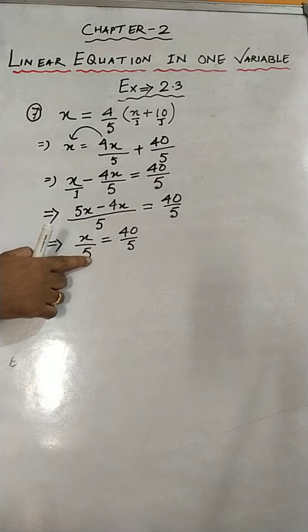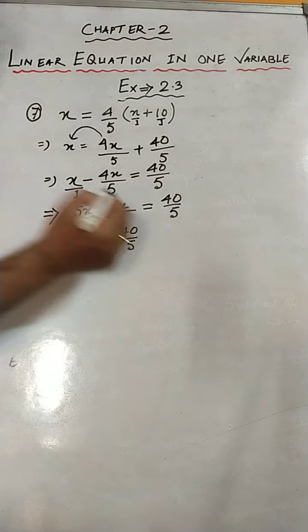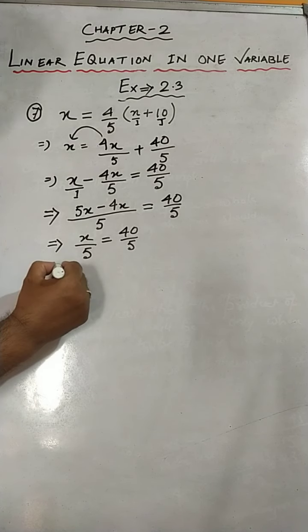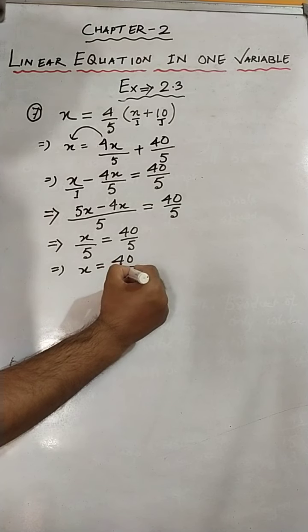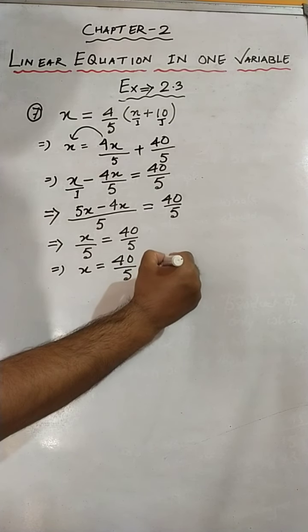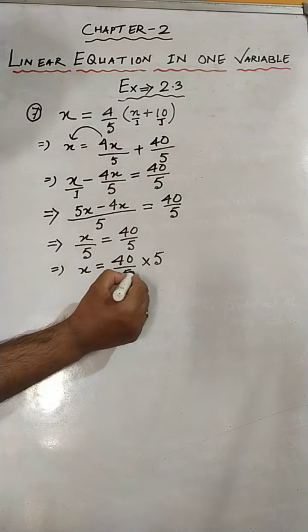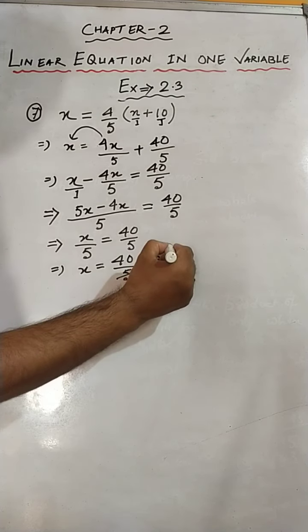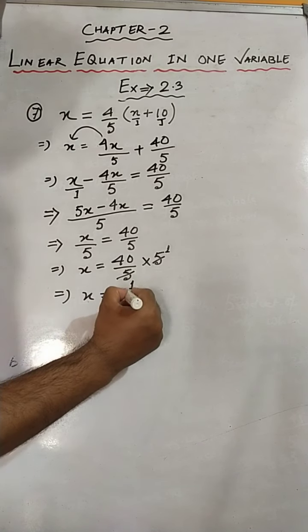Okay, now we have to transpose this 5 towards right hand side. So it is in the division form. When it will go to that side, it will become multiplication. That is x is equals to 40 by 5 into 5. This way we have to write it down. Now these two numbers can be reduced by 5. So 5 ones are 5, 5 ones are 5. So finally we get the answer as x is equals to 40.